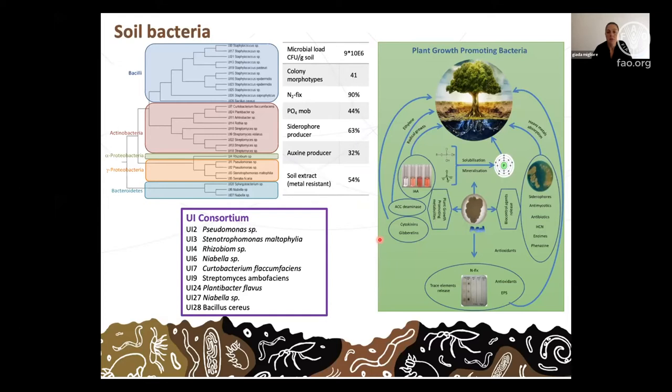90% were nitrogen fixators, 63% were siderophore producers, 44% phosphate mobilizers, and 32% phytohormone producers. The 9 most performing strains were selected, cultivated in the laboratory, and then used for bioaugmentation in a consortium. All the bacteria isolated were collected in the EA MIRRI strain collection, participated by the European MIRRI networks.